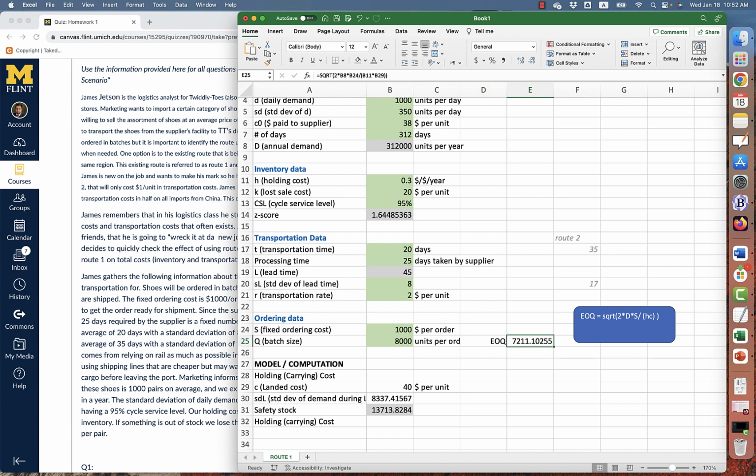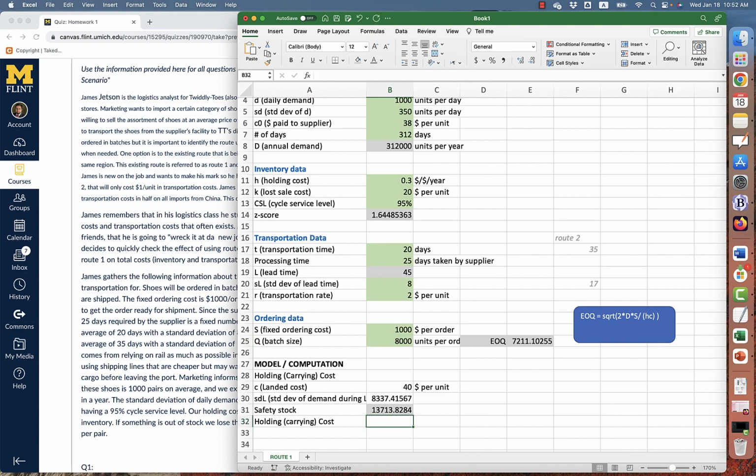So if we were not concerned about filling the container, we would be ordering about 7,200 units at a time. But in this case, we will not do that, because the question tells us to use a batch size, which is your ordering size, you order in batches, of 8,000 to fill the container up for transportation economies of scale. So we're going to use 8,000.